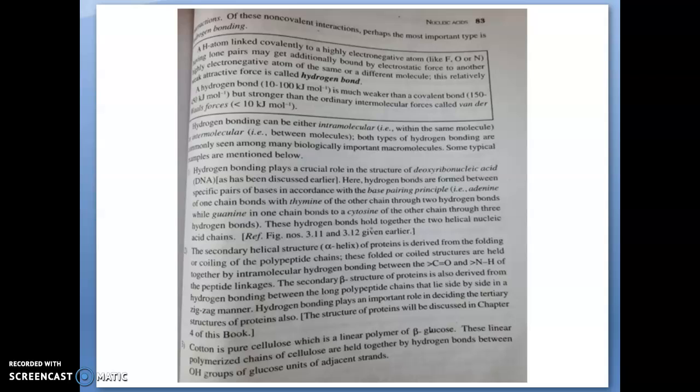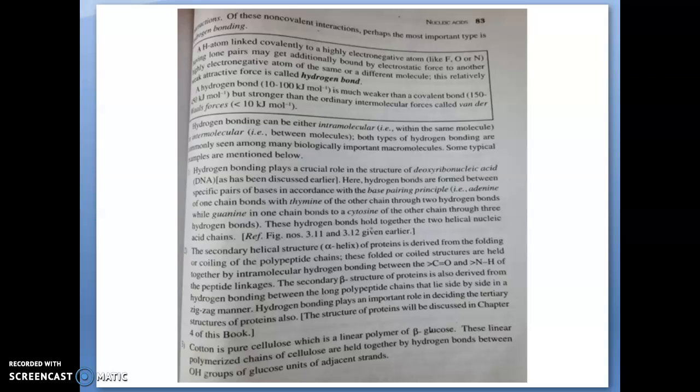This folded or coiled structure is held together by intramolecular hydrogen bonding. You know that in DNA it is an intermolecular hydrogen bonding, but the secondary helical structure of protein is by the coiling or folding of the polypeptide chain. Due to that coiling and folding, there will be an intramolecular hydrogen bonding between CO and NH of the peptide linkage.